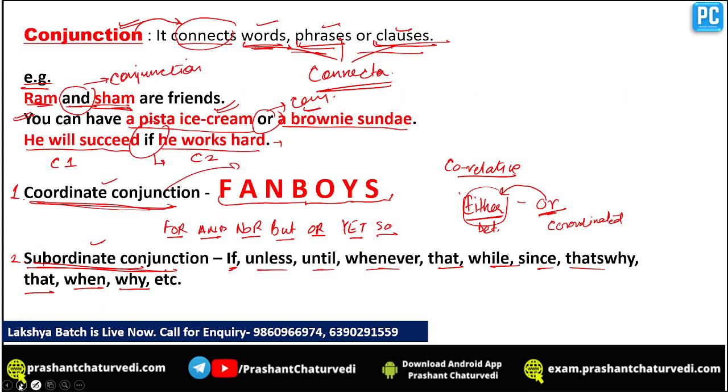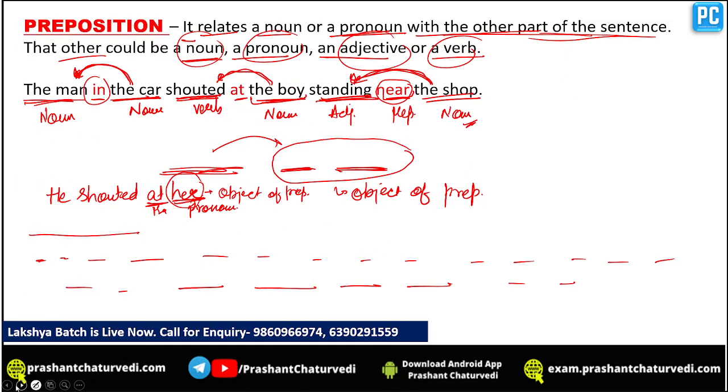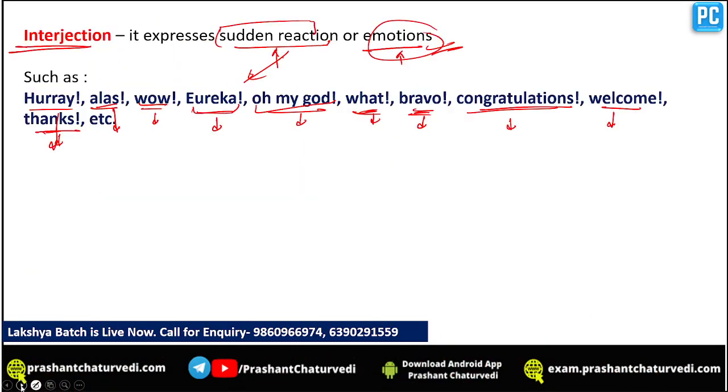First one is conjunction, a connector. Conjunction is a connector which connects words, phrases or clauses. There are two major categories of conjunction, that is coordinate conjunction and subordinate conjunction. The second one is preposition. Preposition is the word which relates a noun or a pronoun with the other part of the sentence. Clear? Any noun or pronoun used after a preposition is called an object of preposition. After that, there are some examples of preposition. Interjections are the words which express our sudden reaction or emotions like hooray, alas, wow, eureka, etc.